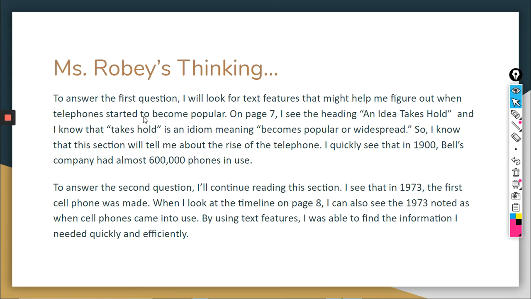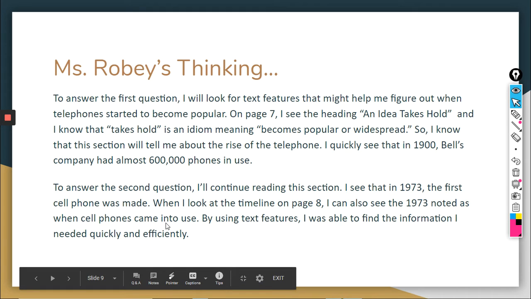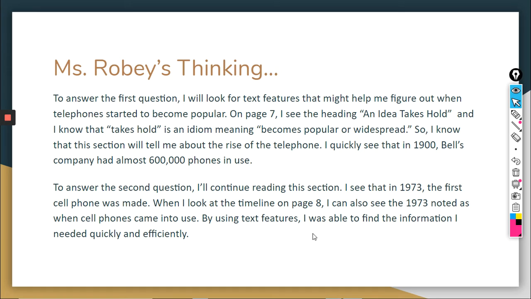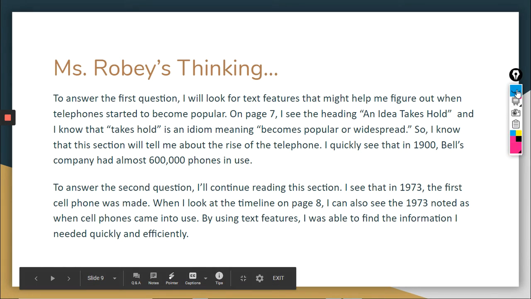Remember, Miss Ruby walked through that, so I was able to write down my thought. Now it says, to answer the second question, I'll continue reading the section. I see that in 1973, the first cell phone was made. When I looked at the timeline on page 8, I saw 1973 noted that cell phones came into use. So by using those text features, I was able to find that information I needed quickly and efficiently, meaning that I didn't have to take too much time looking for it. So text features are great tools because you can do these things very quick. And authors do that for a reason.